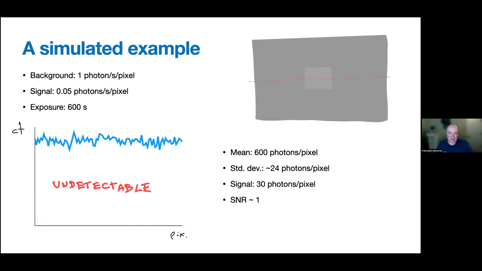In the chart on the lower left, I have plotted the count of photons in each pixel along the dashed line. And I don't see the object. I don't see any difference that makes me think, oh yeah, this is the brighter part of this object. It's virtually, and to my eye at least, virtually undetectable.